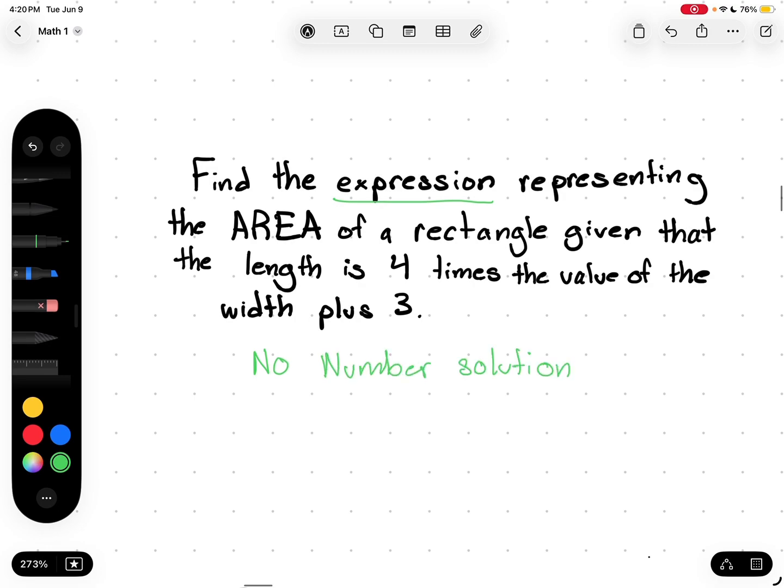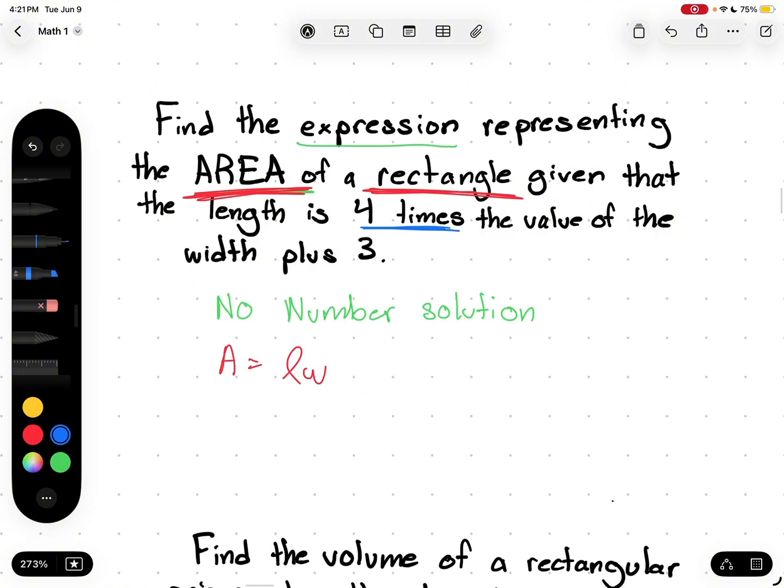Another thing that we know is that we're finding the area. So our area is length times width because it's a rectangle. Another thing that we know is that our length is 4 times the value of the width plus 3. So this means that we're multiplying 4 to the value of the width plus 3.